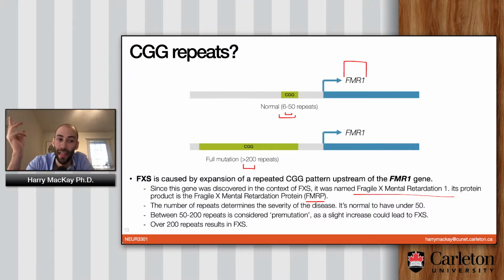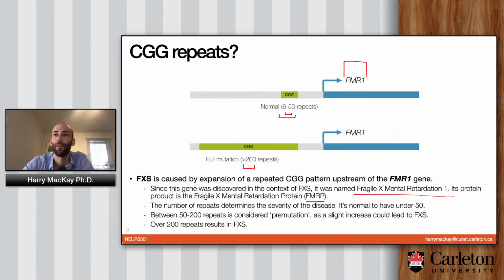So it's not impossible to rename genes, but it's challenging, and it requires a consortium of international people to get together and make all these decisions. It's one of those things, I guess. But we can just call it FMR1 and not think too much about it.